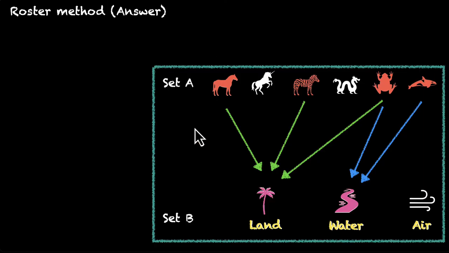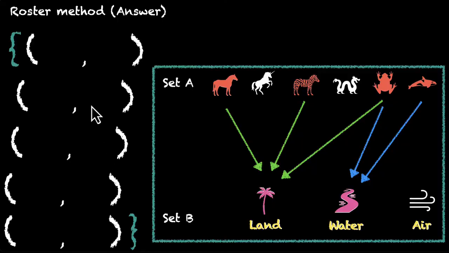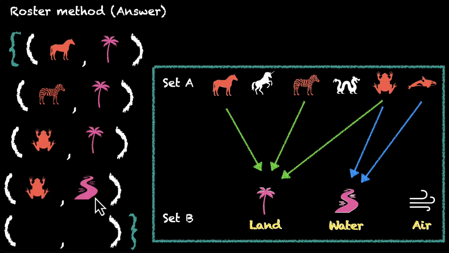So let's write this relation down in the roster form. We'll need some brackets, curly brackets, and then we'll have these 5 elements. Why 5? Because we have these 5 ordered pairs. 1, 2, 3, 4, and 5. The first one is horse and land. Second one is zebra and land. And then we have frog and land, and then frog and water, and then fish and water. Okay. This covers up our relation.